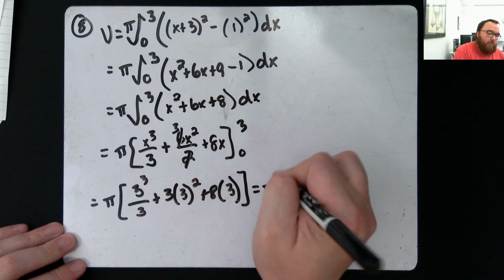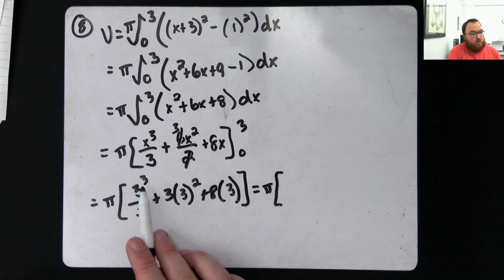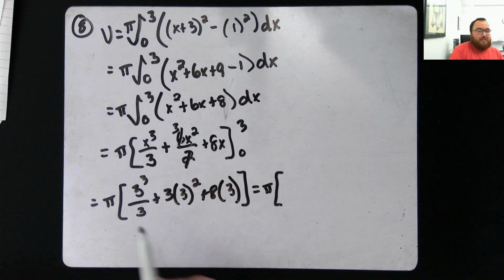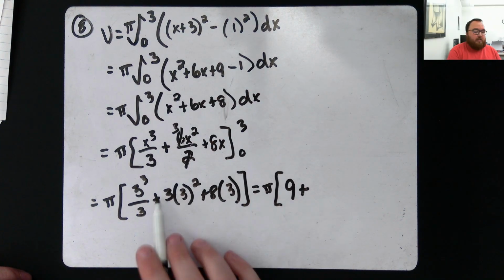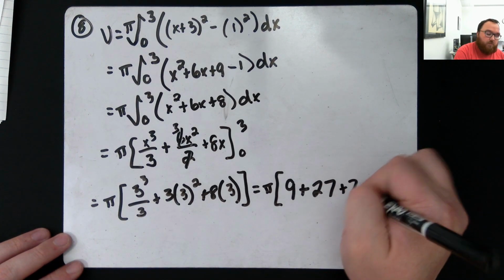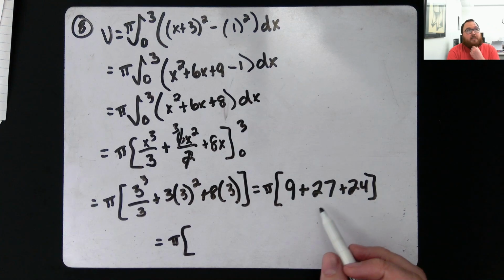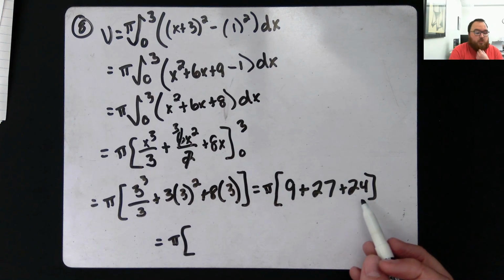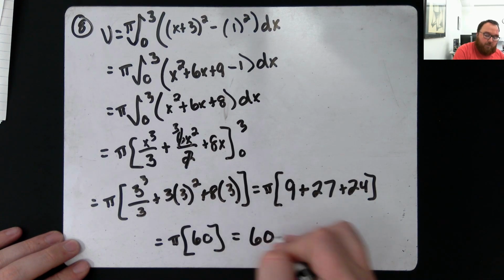So this is going to become pi times 3 cubed is 27. 27 divided by 3 is 9. Plus 3 squared is 9 times 3 is 27. 8 times 3 is 24. Add those up. 9 plus 27 is 36. 36 plus 24 is 60. So the volume is just 60 pi.